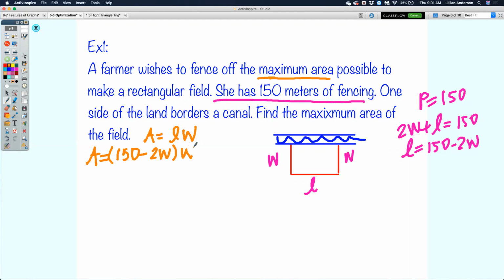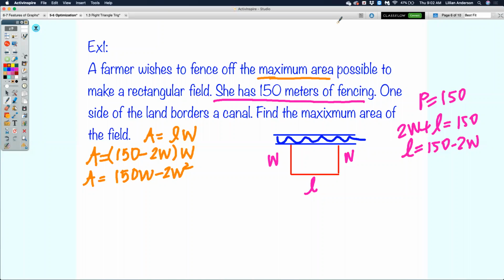That's going to get multiplied by W. And so if we distribute over that W, that's going to be 150W minus 2W squared. And now we have the equation that we can optimize, that we can take the derivative of, because now it's in terms of one variable. So now we can move on to step 3.